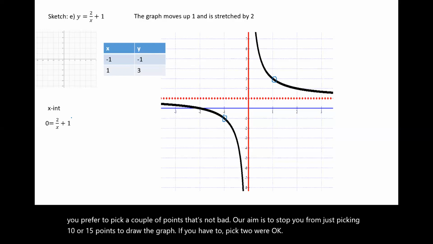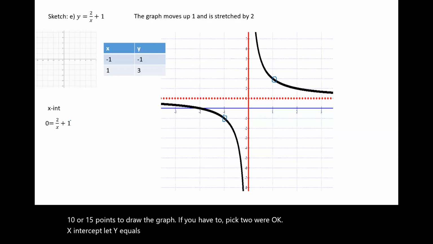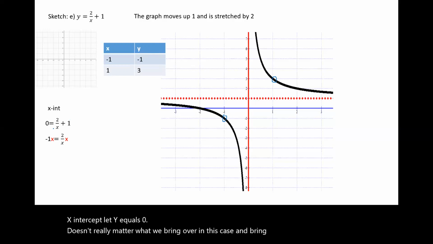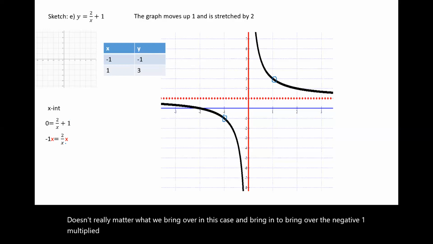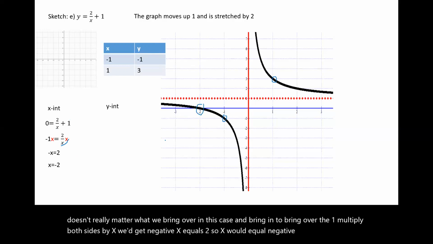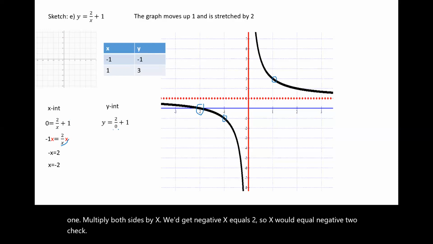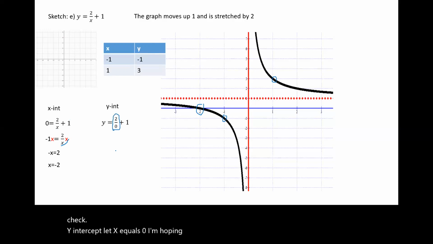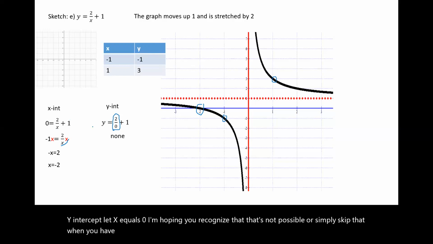X-intercept. Let y equal 0. Doesn't really matter what we bring over in this case. I'm going to bring over the 1, multiply both sides by x. We'd get negative x equals 2, so x would equal -2. Check. Y-intercept, let x equal 0. I'm hoping you recognize that that's not possible, or simply skip that when you know you have a vertical asymptote at 0. Just skip doing that and go straight to none.